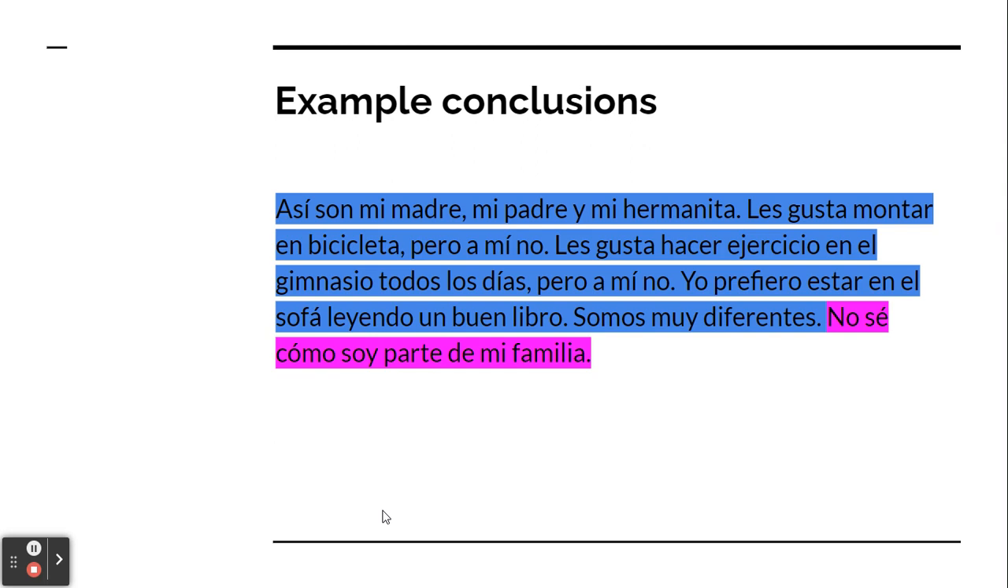So here, the funny thing is, you don't know how you are a part of your family because you're so different. And you show that with some generalizations of what your family members like to do and what you prefer to do. And then you end with how you don't know how you're part of your family.